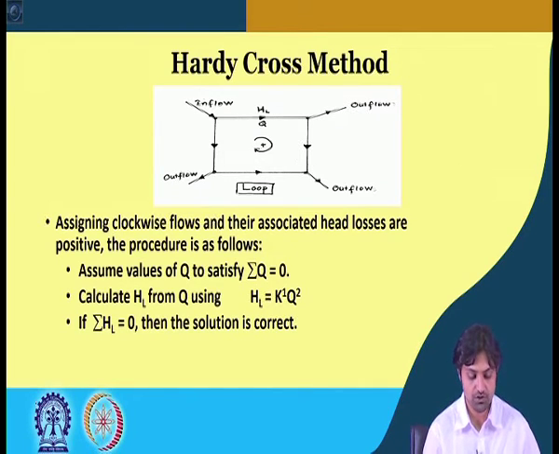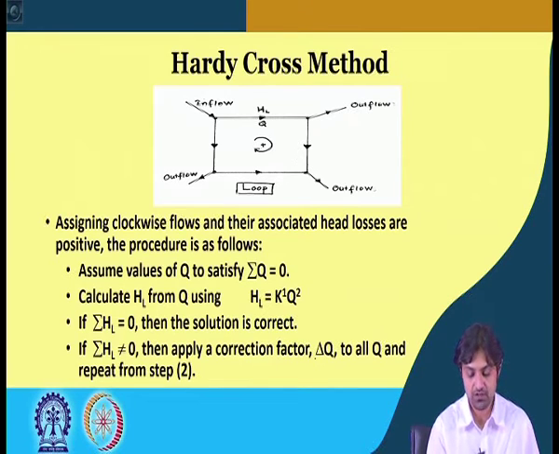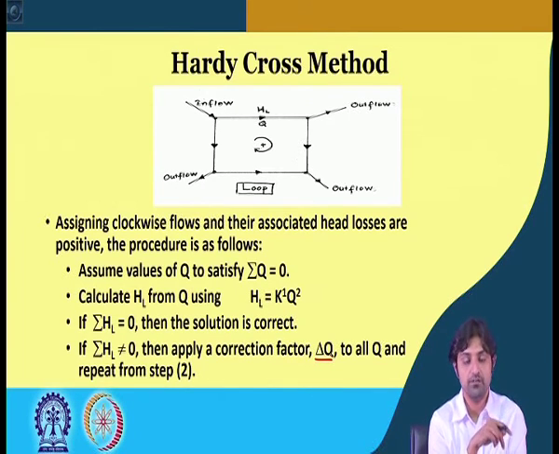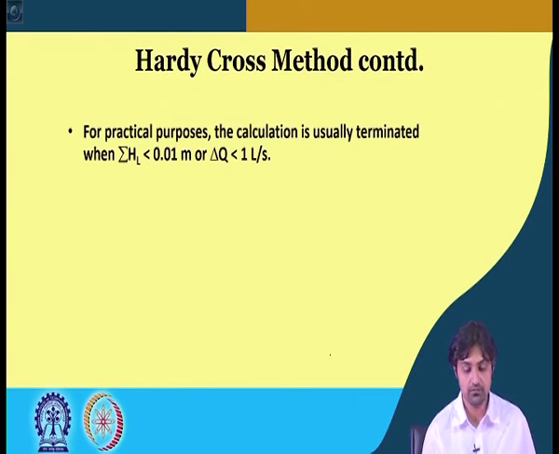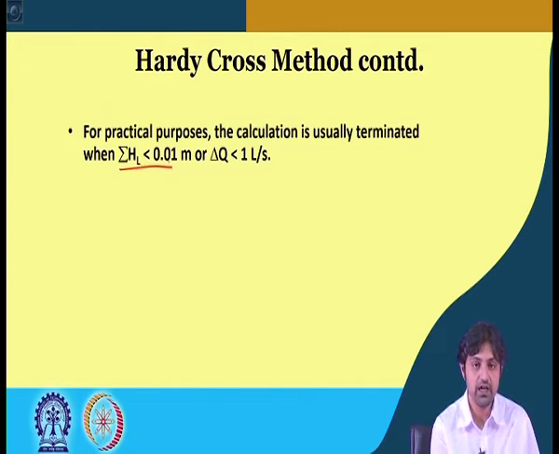If it is not equal to 0, then we apply a correction factor delta Q and we go to the next step. This delta Q is not arbitrary. We have a procedure in Hardy cross method that will tell what delta Q is, but in principle getting the sum of all the head losses exactly 0 is not possible. So, we terminate the calculation if the head loss is less than 0.01 meter or delta Q is less than 1 liter per second, we stop the calculation there itself. So, instead of 0 we go for a very small quantity.